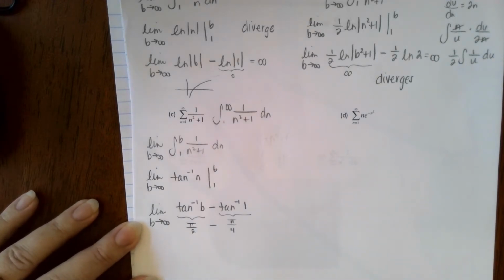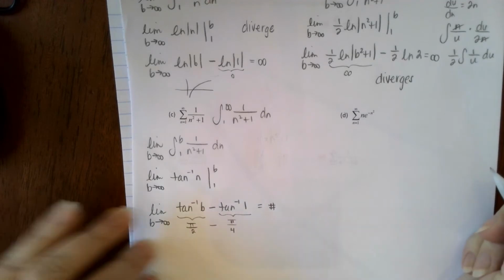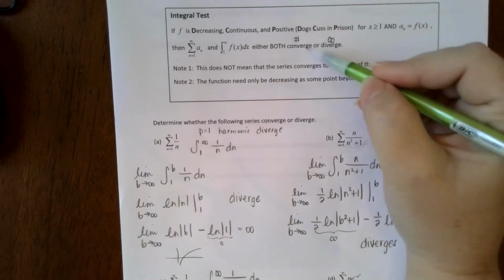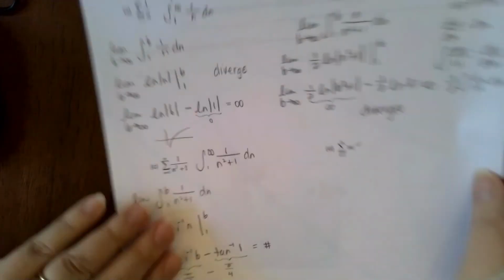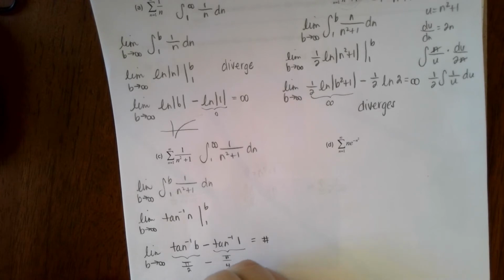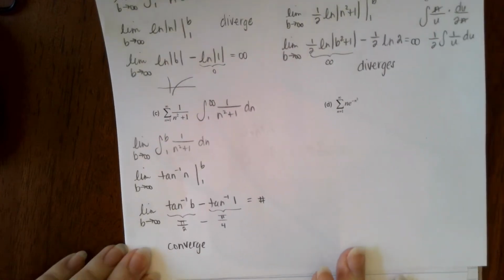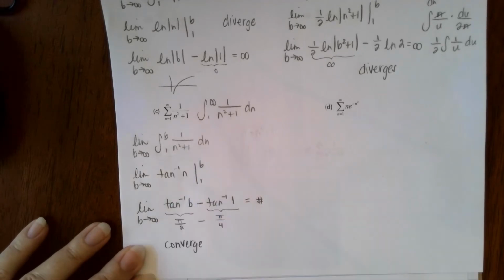Now here's the deal. You could come up with a final answer, but I know that this is going to equal some sort of a number. Okay? If it equals some sort of a number, we said, oh, that converges. So therefore, we know that this will converge. Okay? Which is what we suspected in the beginning when we thought that P was 2 and P would converge.